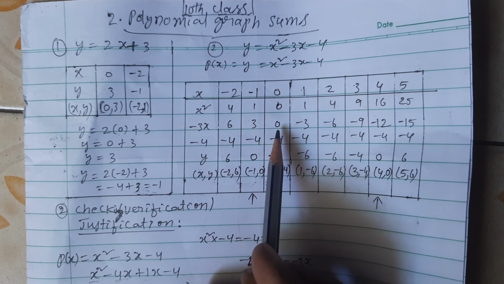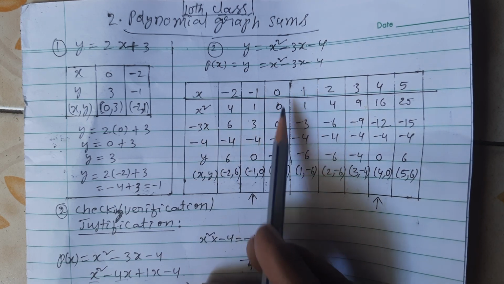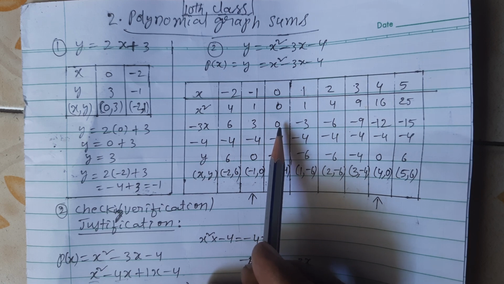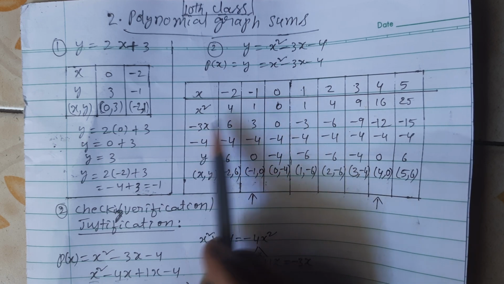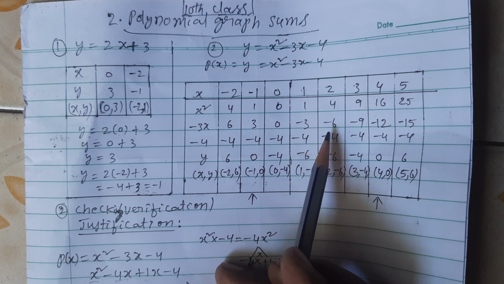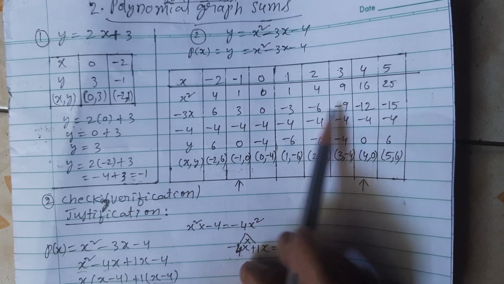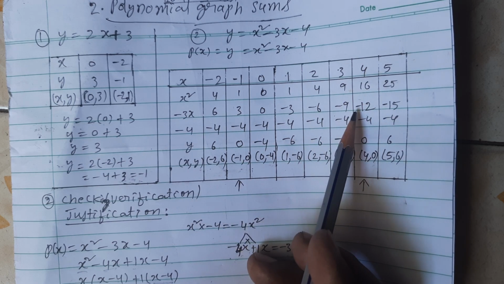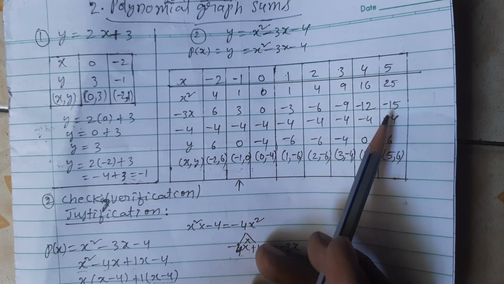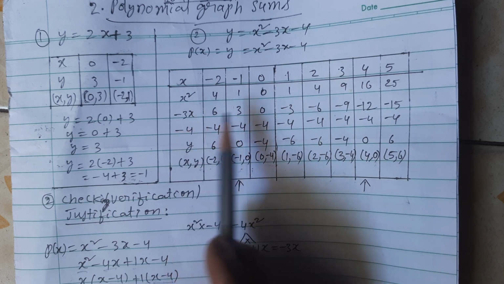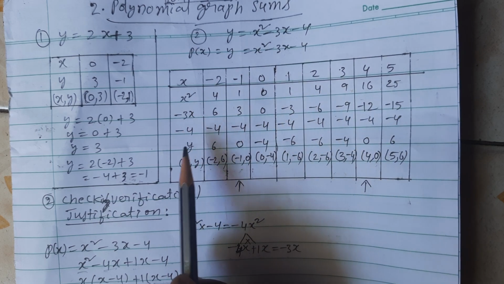3 into 0, 0 only. But minus 0 plus 0 won't be present, 0 only. So minus 3 into 1, minus 3. Minus 3 into 2, minus 6. Minus 3 into 3, minus 9. Minus 3 into 4, minus 12. Minus 3 into 5, minus 15. So we got up to this minus 3x value.